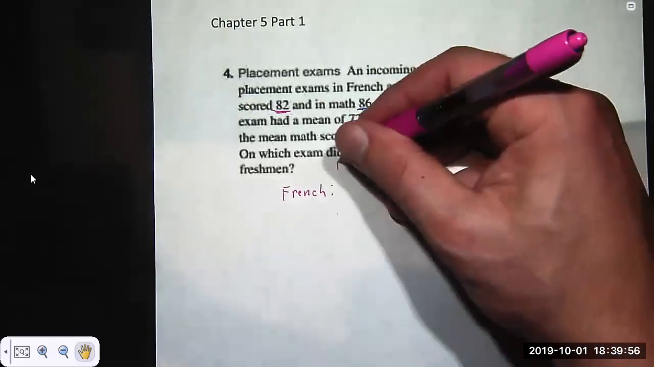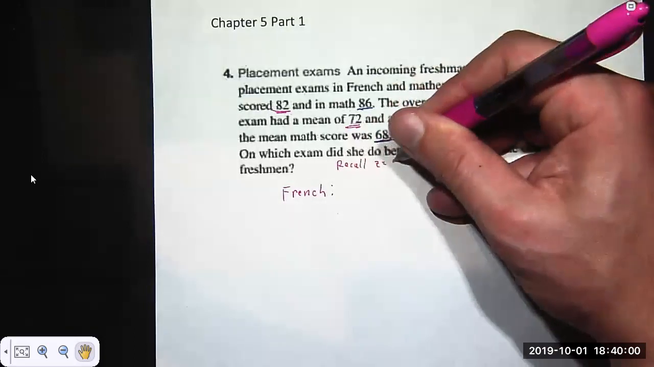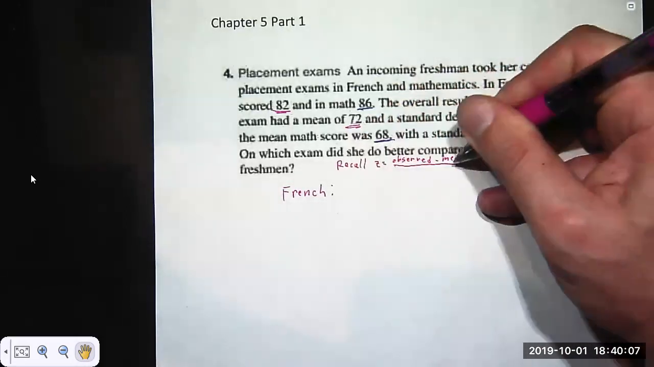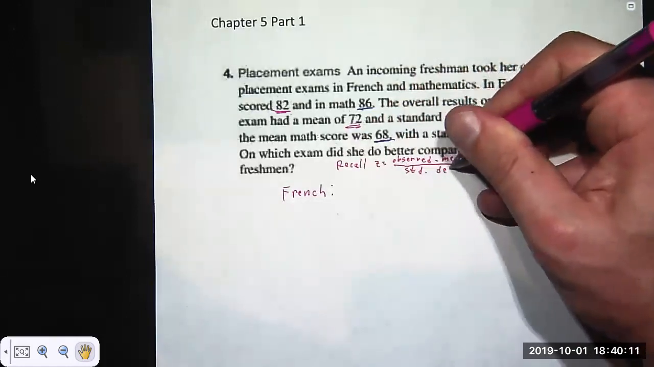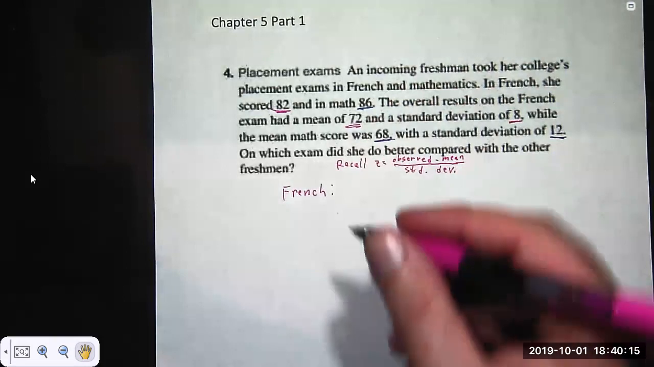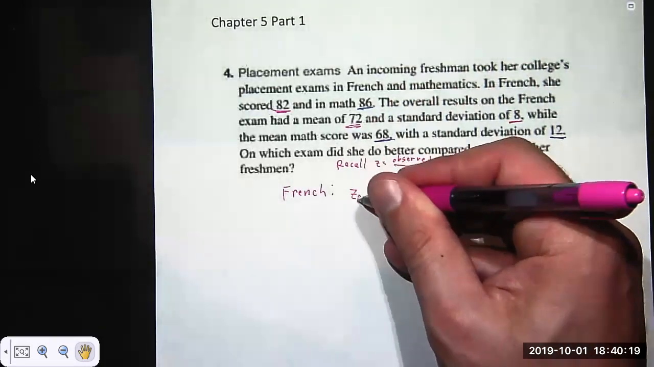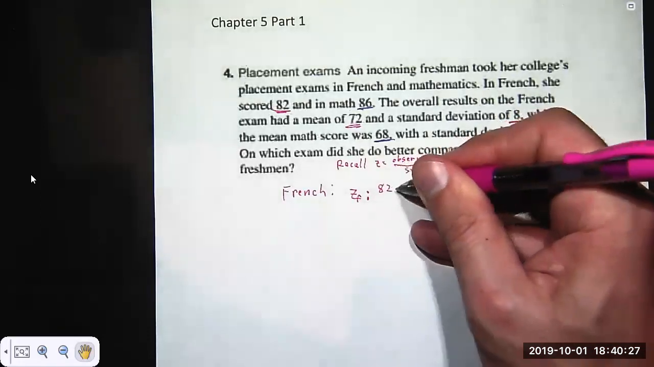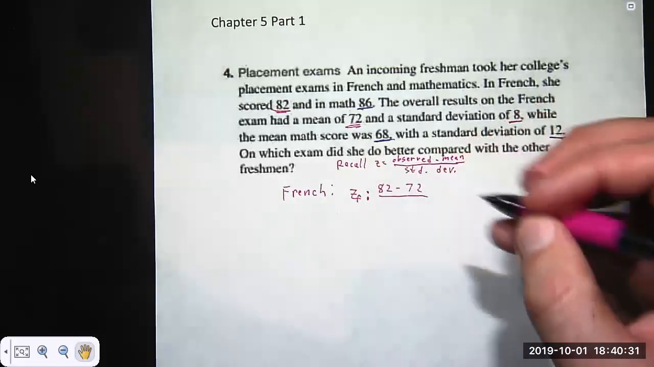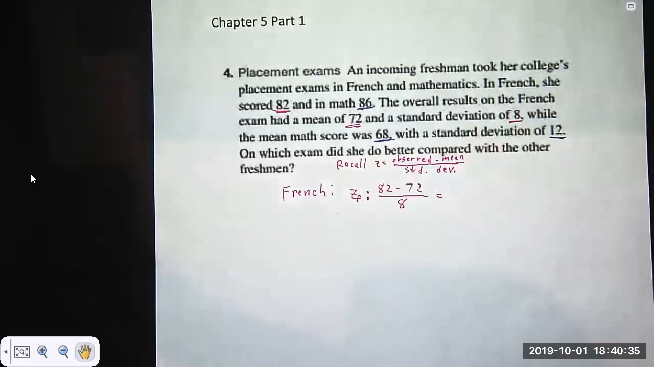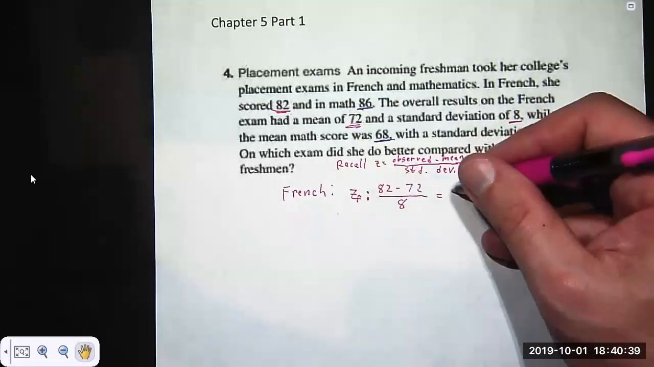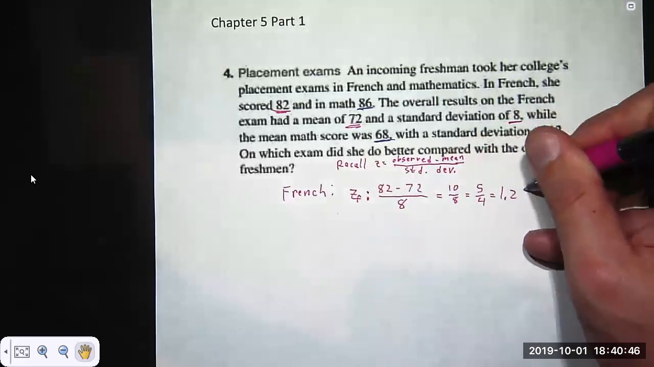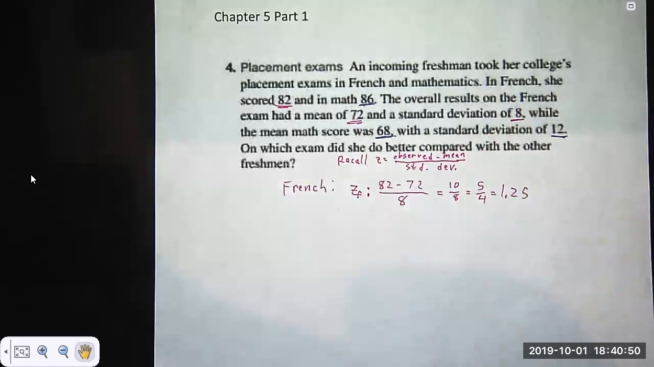Recall z equals observed minus mean over standard deviation. Let's call this ZF for French. Observed was 82, mean was 72, standard deviation was 8. Well, I can do this in my head. 10 over 8 equals 5 over 4 equals 1.25. No units on z-scores.